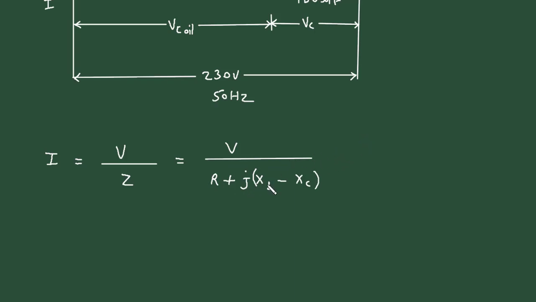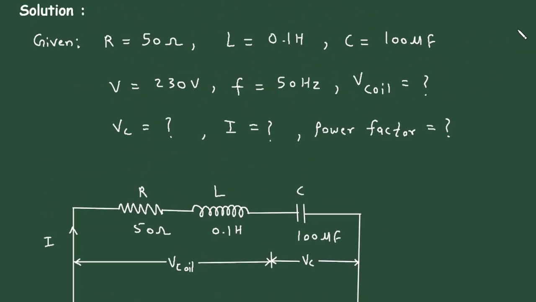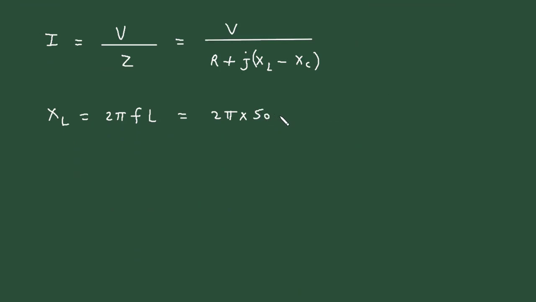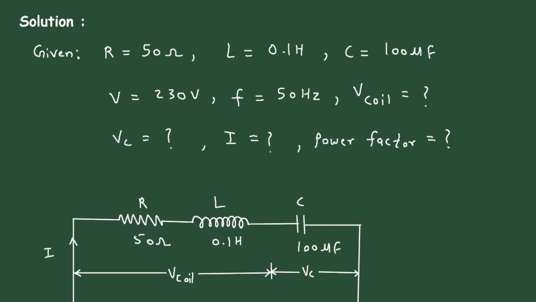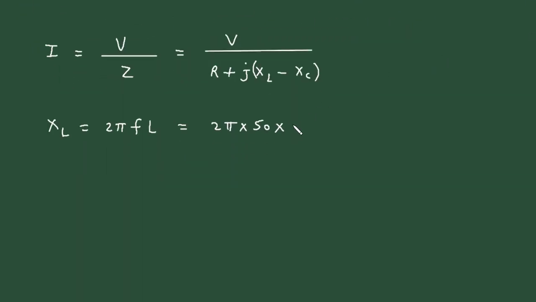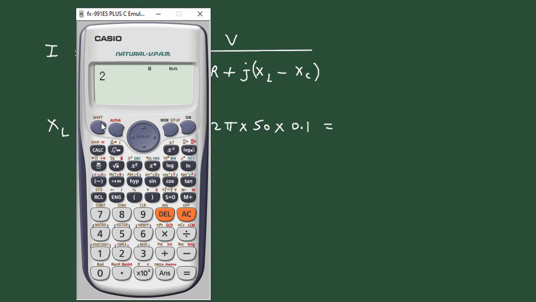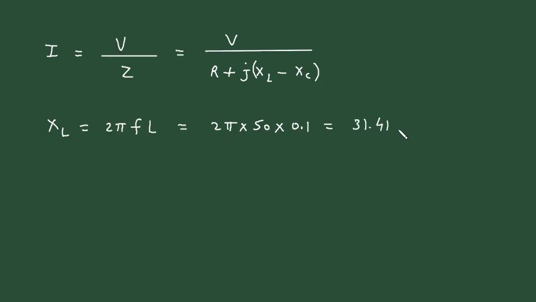Now we have to find XL. So XL is equal to 2 pi F L. So 2 pi multiplied by frequency 50 Hz multiplied by inductance 0.1 Henry. It is equal to 2 pi multiplied by 50 multiplied by 0.1. So it is 31.41, and since it is inductive reactance, its unit will be ohm.